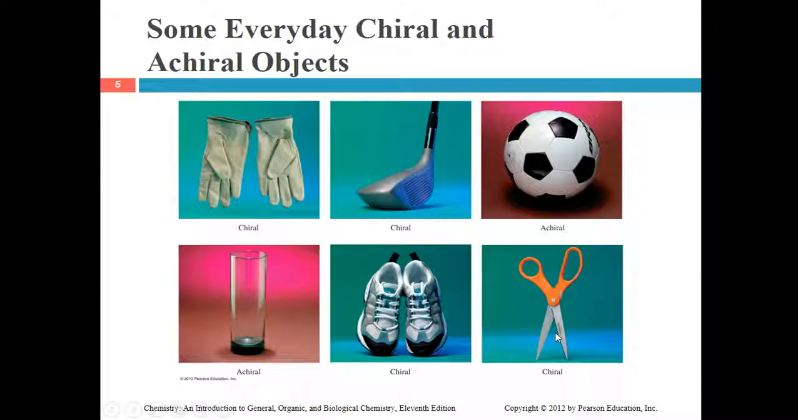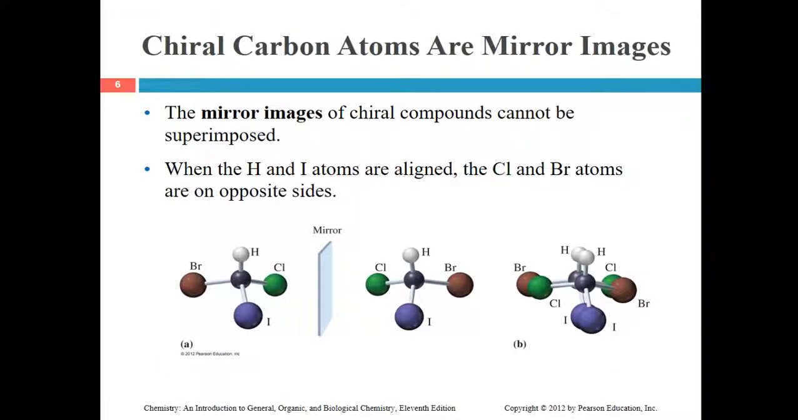Okay? Your scissors, those 2 blades, if you superimpose them, they're not superimposable. They are mirror images. Okay, that's why it actually works. A screw is an example of that. Whereas a glass is achiral. It does not exhibit handedness, or our soccer ball there. Now, mirror images of chiral compounds cannot be superimposed.